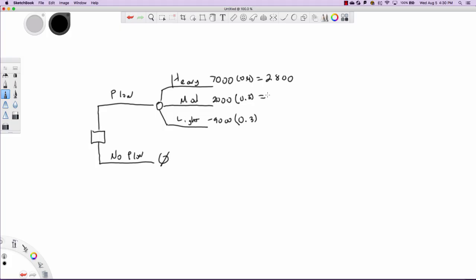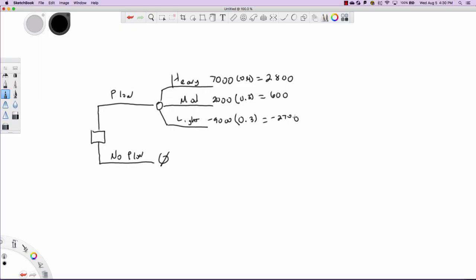Moderate, 2,000 multiplied by 0.3, we get 600. For our light snowfall, we've got a negative $9,000. So don't forget that negative. That's a loss. So anytime we see a loss, that's going to be a negative number. So negative 9,000 multiplied by 0.3 is a negative 2,700. So what do we do now?